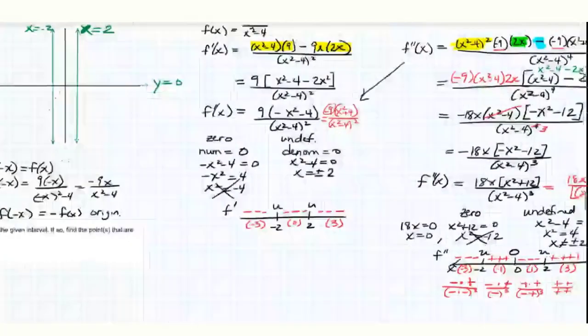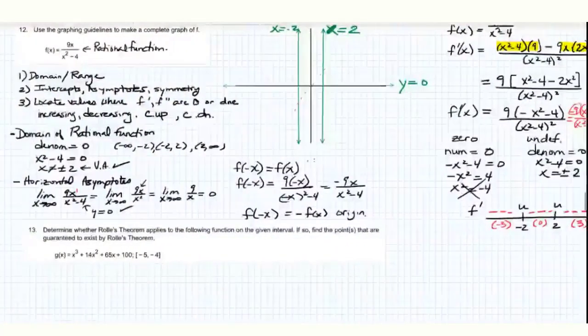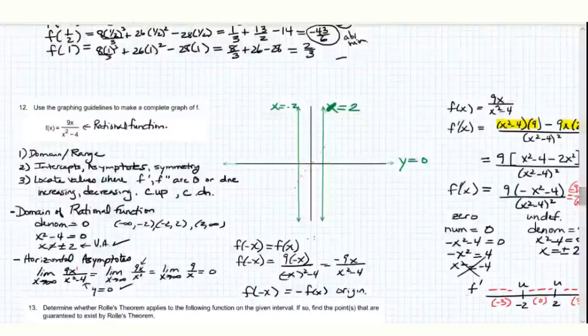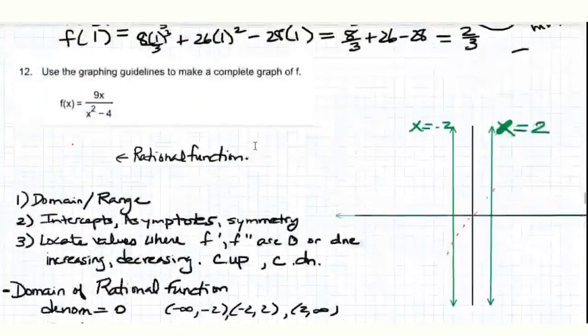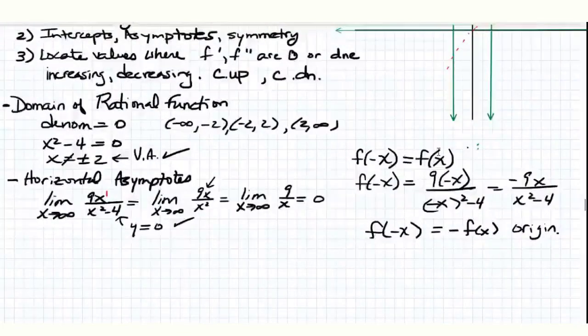My apologies. I forgot to find our intercepts. So let's go back and do that before we use the sign charts to help us get the shape. Okay, so let's take our function 9x over x squared minus 4 and find its intercepts.